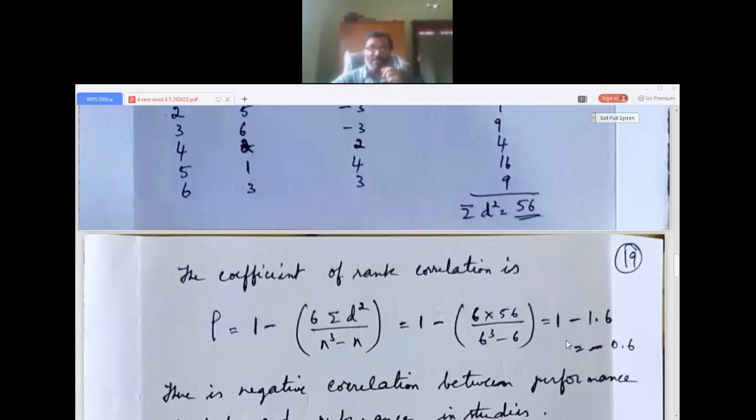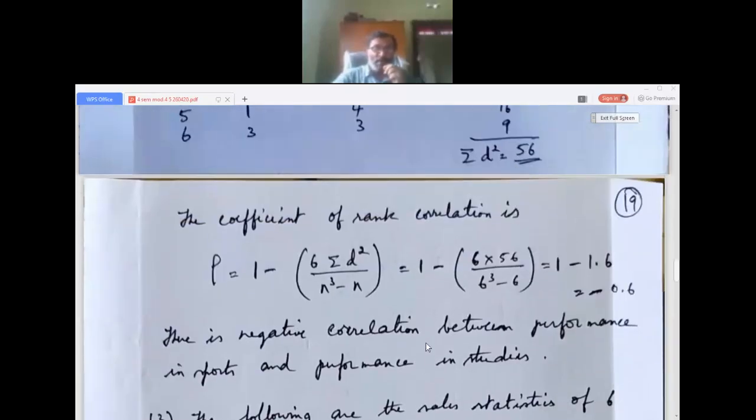So you can see negative. So there is a negative correlation between performance in sports and performance in studies. So this negative correlation means sports he might be more, studies he might be less, like there is no connection. So negative correlation. You can make out correlation means; last class we have discussed about it.